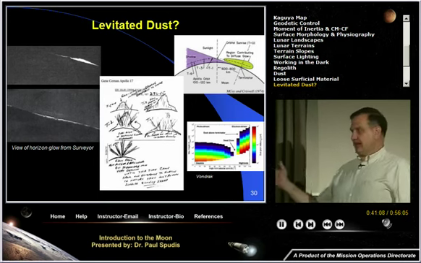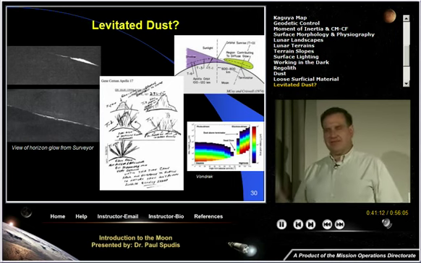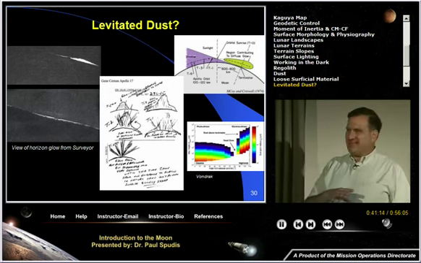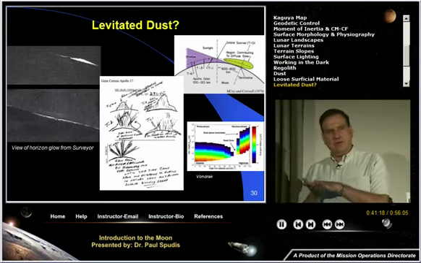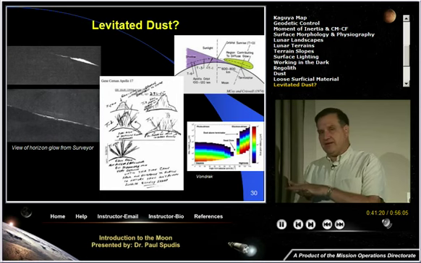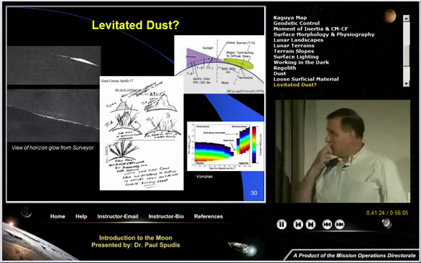And the idea is, as the terminator moves across the lunar surface, it induces a charge. It's negative before sunrise, it's positive after sunrise. And that can actually cause an electrostatic charge that would cause the very small micron size and smaller particles to actually float above the surface for a very short period of time.